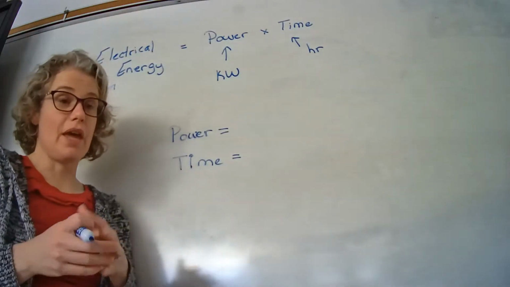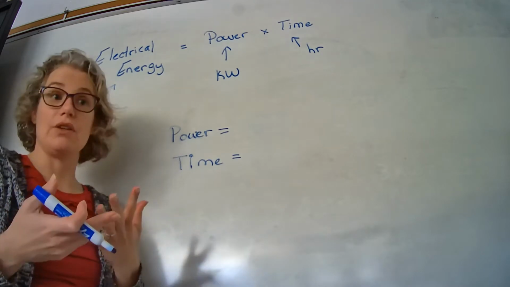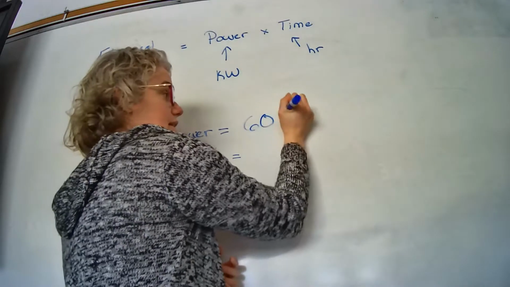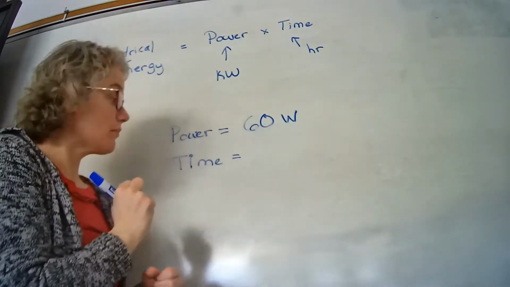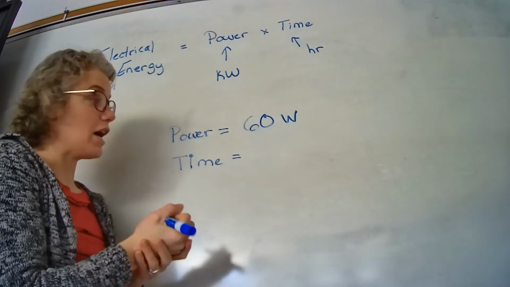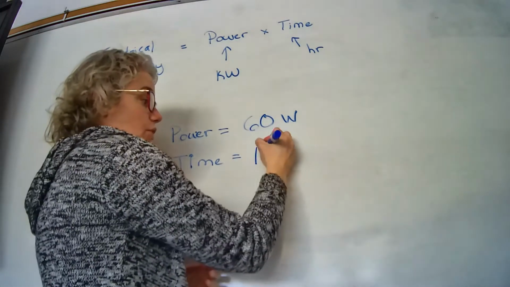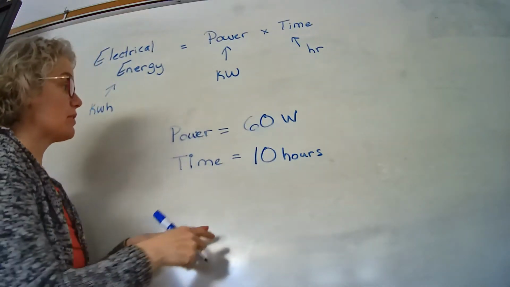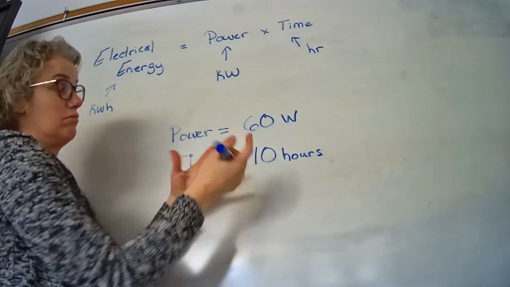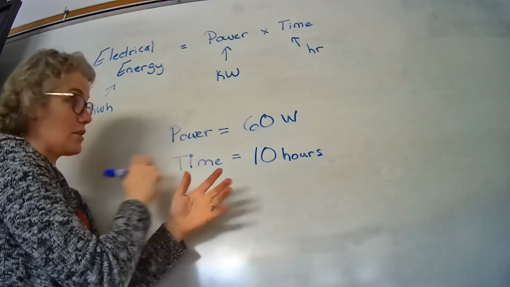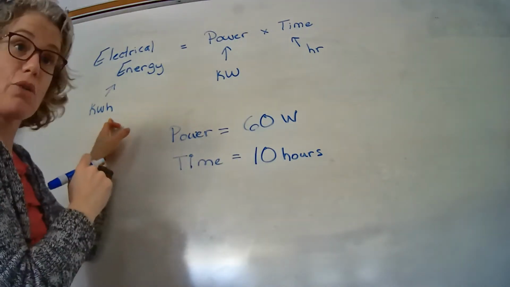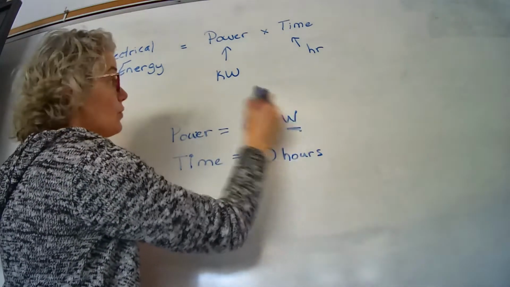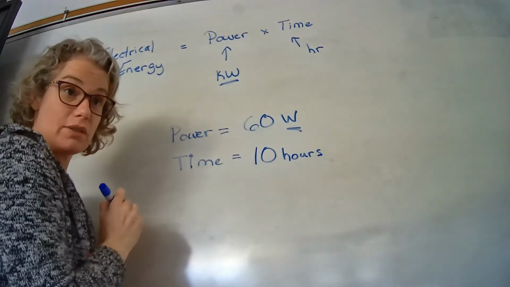Okay, so let's start with a problem that you may have seen in your house. Often a light bulb is a 60-watt light bulb, and say we have it on for 10 hours a day. Well, a lot of kids would be tempted to just go, oh, well, 60 times 10, 600 kilowatt hours. No, that's not correct. You have to first make this unit match that unit.